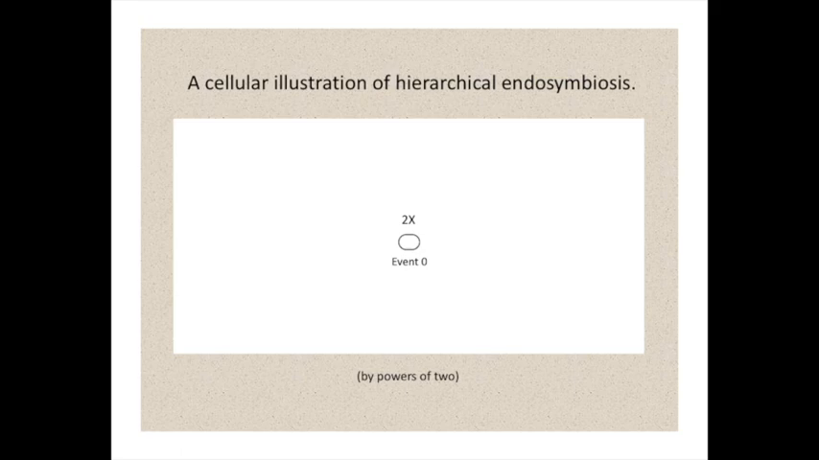So we have the original host cell has 2X chromosomes, and it hasn't swallowed anything yet. And we will be doing this one by powers of 2 also. So in event 1, it swallows 2 bacterial endosymbionts as before, and it increases its chromosome value from 2 to 4X.